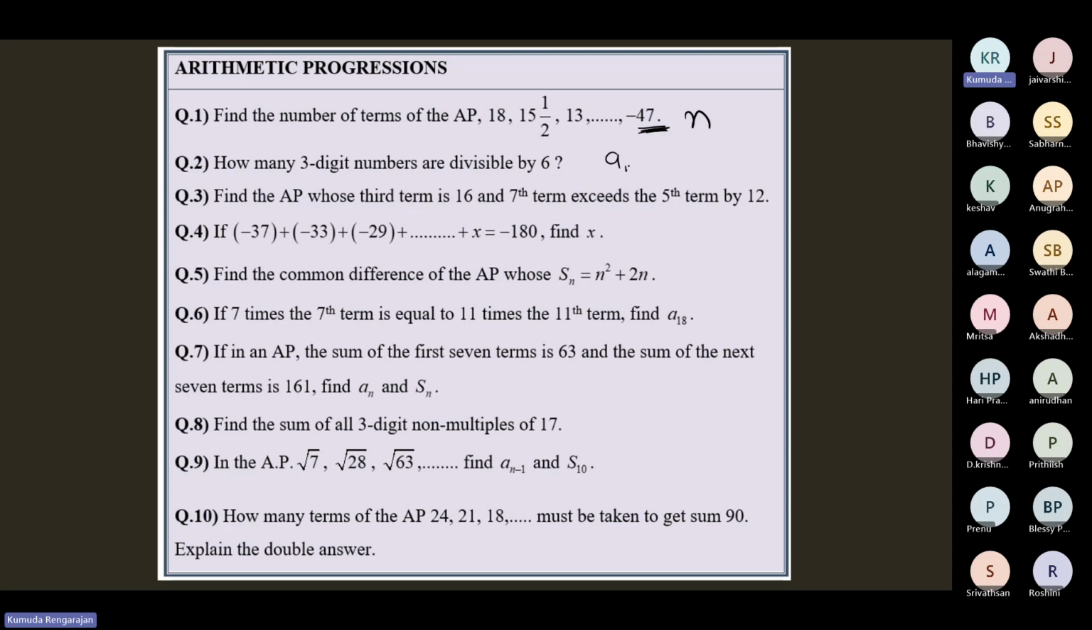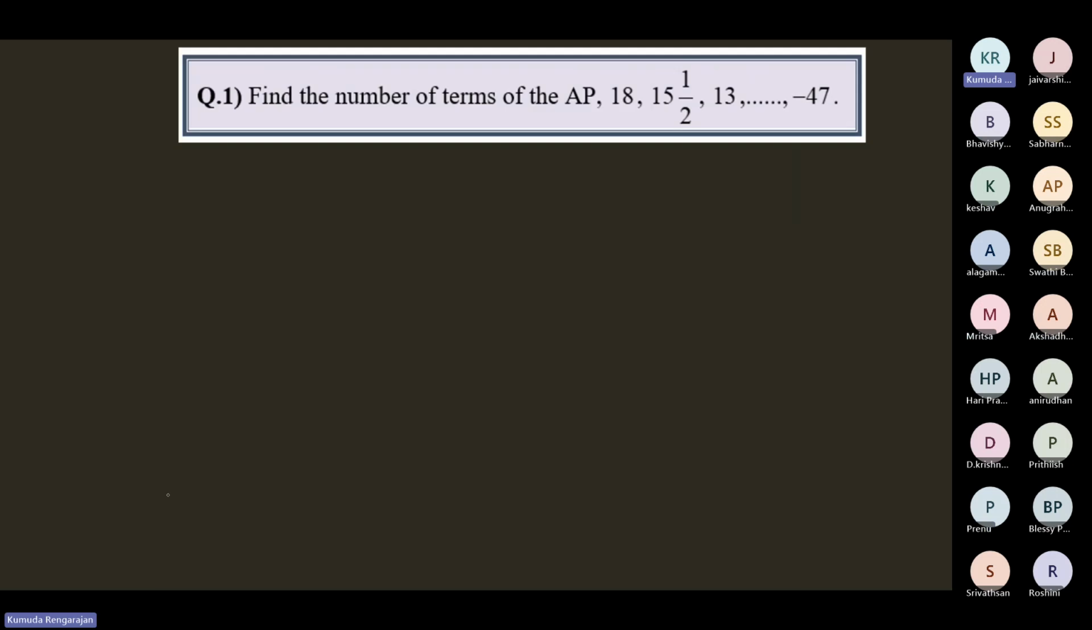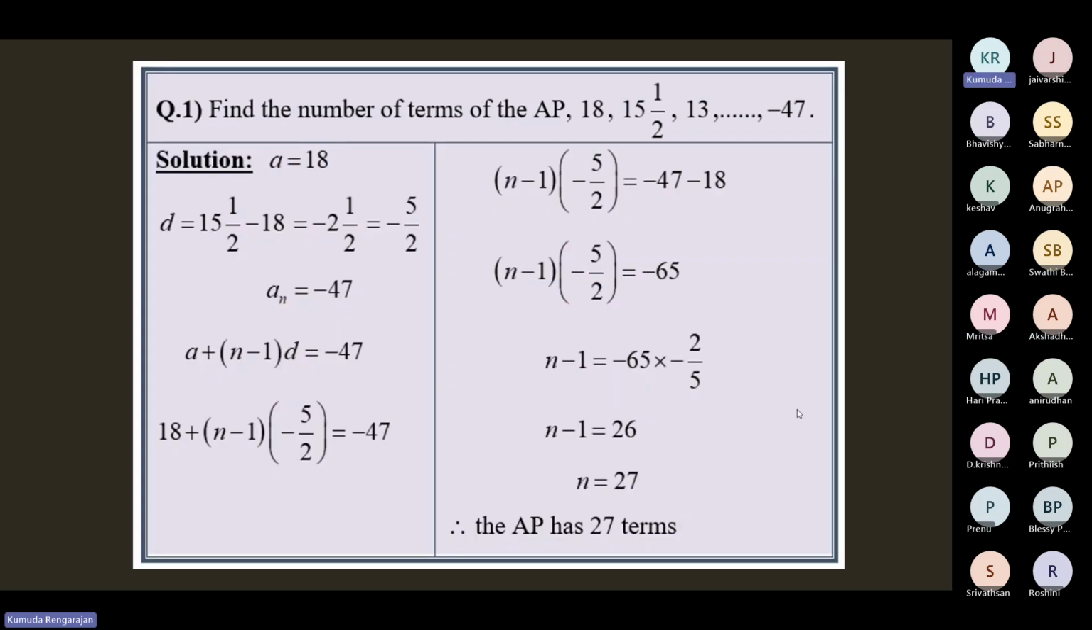So you just have to equate an is equal to minus 47. Or as you all know, you can use the formula: number of terms is equal to last term minus the first term divided by the common difference, plus 1. You can either work this equation an is equal to minus 47 and find the value of N, or you can use this formula. Okay, and what's the answer? What's the value? 27. Very good. 27 is right.